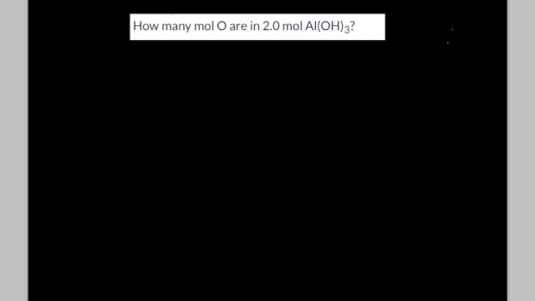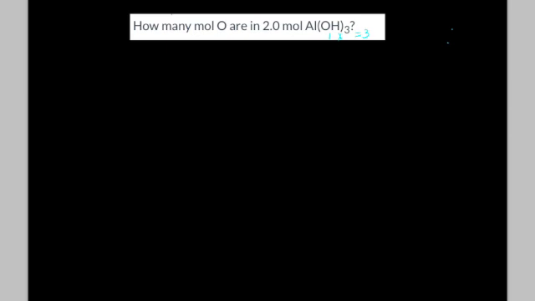How many moles of oxygen are in 2.0 moles of aluminium hydroxide? So here you have to be careful when you compute how many oxygen atoms you have. We have the subscript of 1 and we have a 3 outside the parentheses. So that's a total of 3 oxygens in this formula.